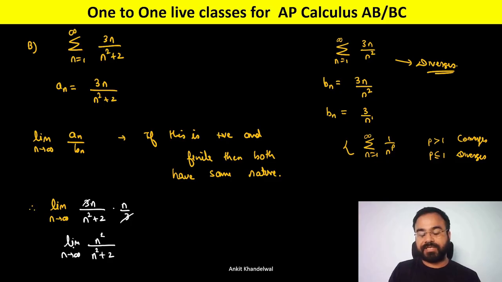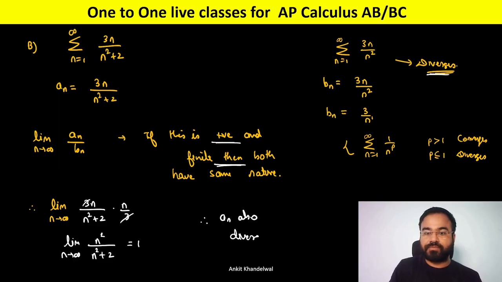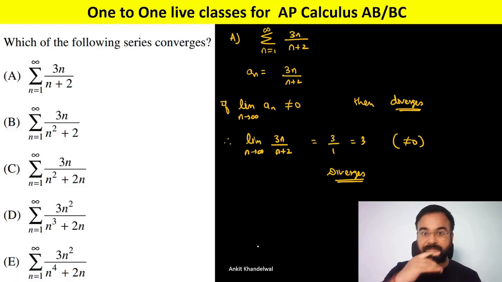Now again we can see n is going toward infinity, polynomial upon polynomial, and the degree is the same. So the ratio of leading coefficients is the answer. The leading coefficients are 1 and 1, so 1 is the answer. 1 is positive as well as finite. Then both have the same nature. So if b_n is diverging, therefore a_n also diverges. So again, option B is not the correct answer. Now let's see the C option, 3n upon n square plus 2n.